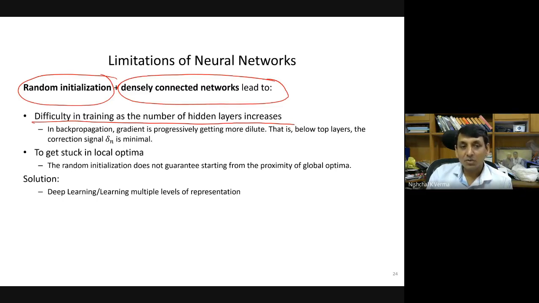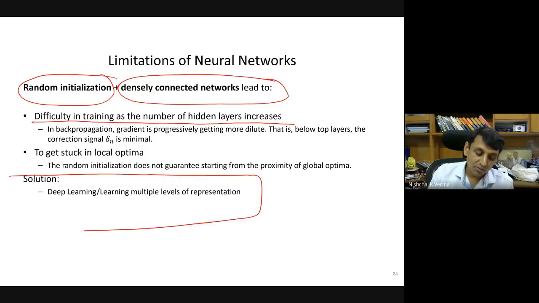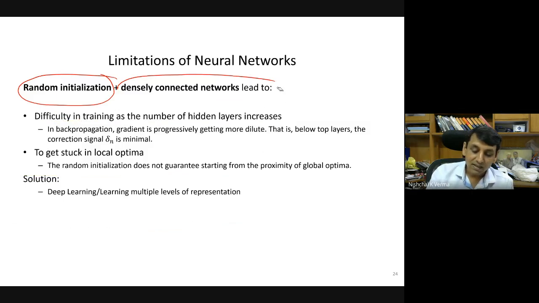Getting stuck in local minima, right? A random initialization does not guarantee otherwise, so that is another issue. What is the problem? What is the solution? These were the problems. So the solution is that we should have some strategy which could help us in avoiding such situations, right?